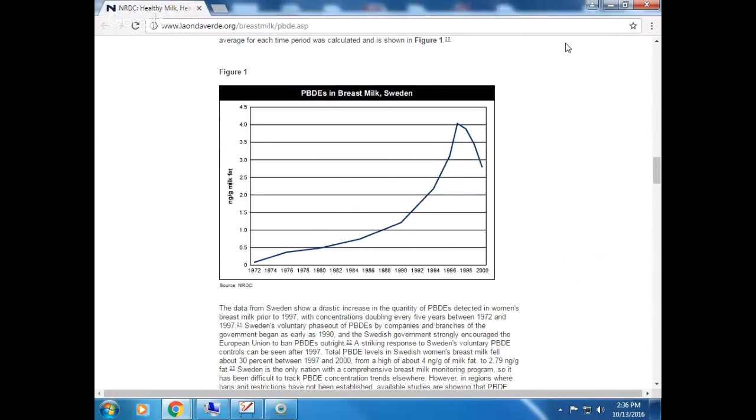And this is just showing how over time we see that there's been a dramatic increase and then subsequent decrease. As soon as they stopped using the flame retardants in the furniture and children's clothing, they saw a decrease in the level of the chemicals in the breast milk. Are there any questions about that?